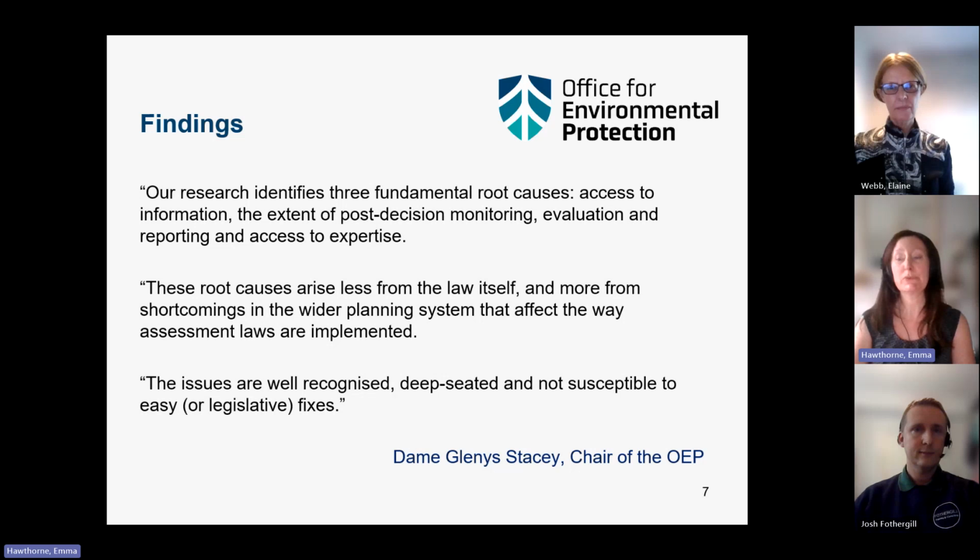Our overall findings were that the issues we found in our research were not with the legislation. That's not to say that the legislation was perfect. We did find some areas for improvement. However, the key issues arise from the implementation of the regimes. With that implementation, we found 3 fundamental root causes: access to information, the extent of post-decision monitoring, evaluation and reporting, and access to expertise. These are deep-seated issues which are not susceptible to easy fixes, but unless they are addressed, reforms to environmental assessment regimes are unlikely to deliver government's ambitions.